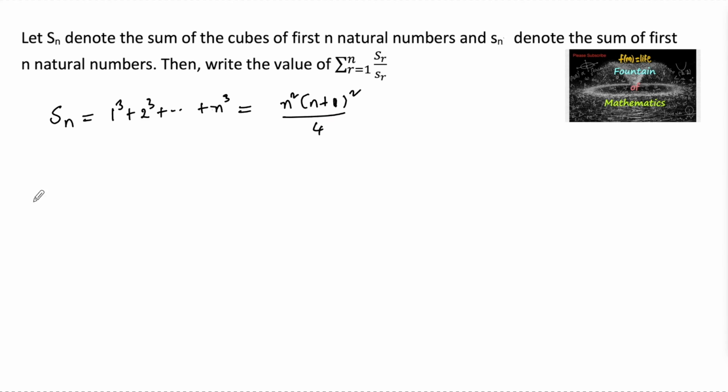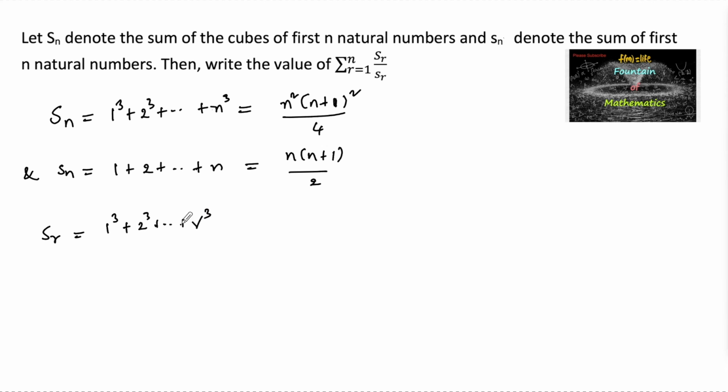This is the sum of cubes of the first n natural numbers, and small sn is equal to the sum of the first n natural numbers, that is n into n plus 1 by 2. So from this we can write, for the first r natural numbers, 1 cube plus 2 cube and so on up to r cube is equal to r square into r plus 1 whole square upon 4, and the sum of the first r natural numbers is equal to r into r plus 1 by 2.